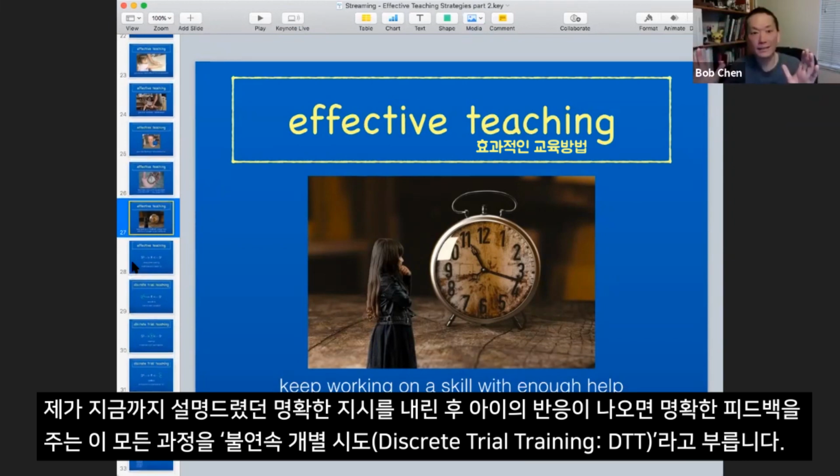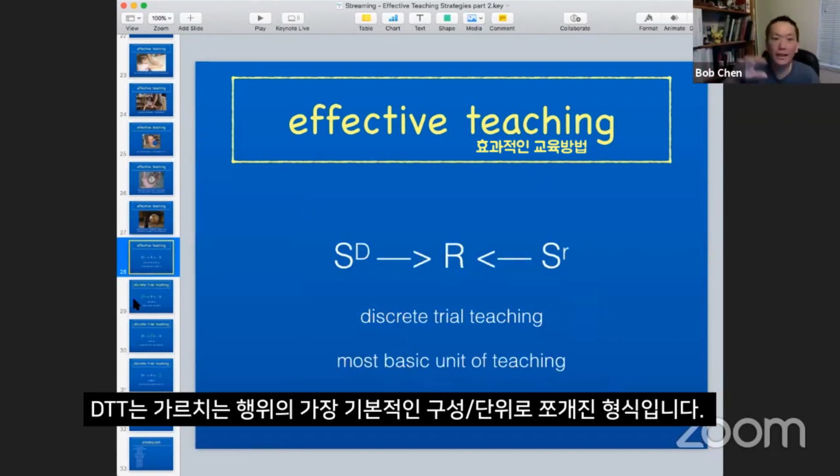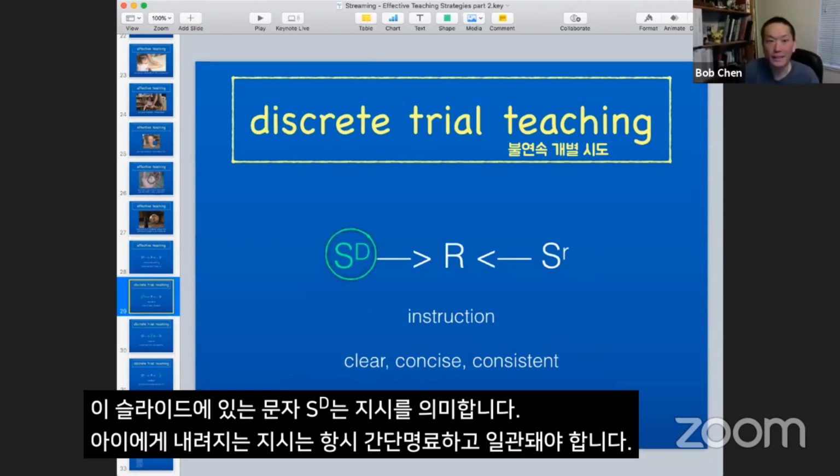This whole process that I just talked about, where you're giving a clear instruction, the child responds, and you give them clear feedback, that whole process really is discrete trial teaching. Discrete trial teaching is teaching broken down into its most basic form. The SD is, for all intents and purposes, the instruction you give the child, and it needs to be clear, it needs to be concise, and it needs to be consistent.